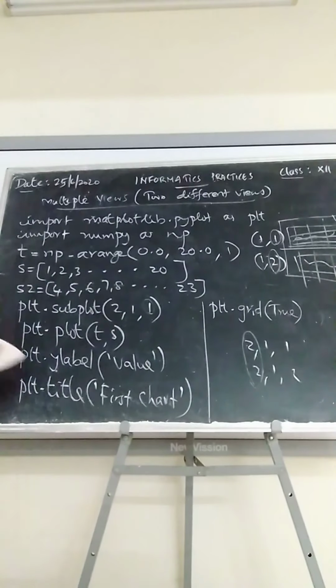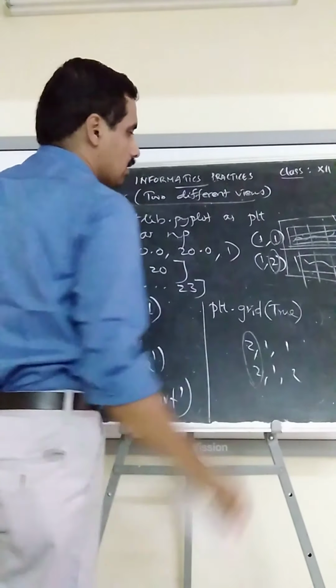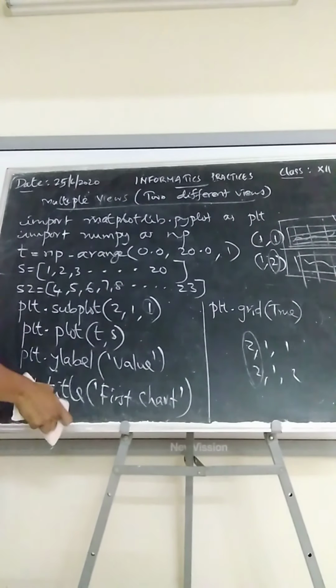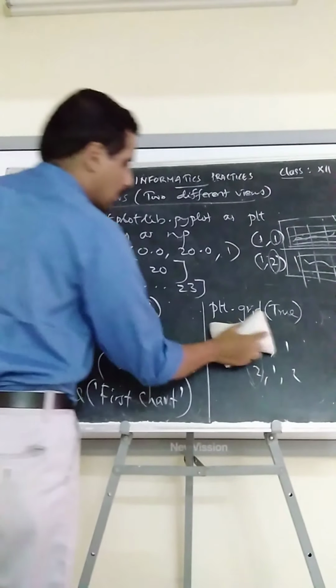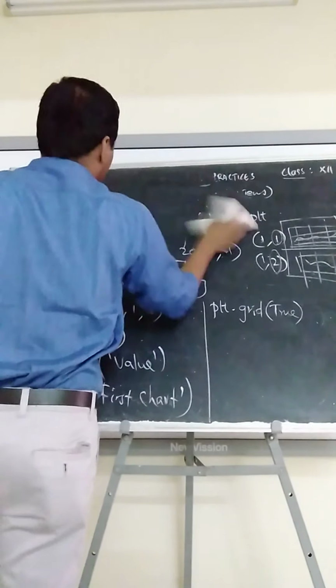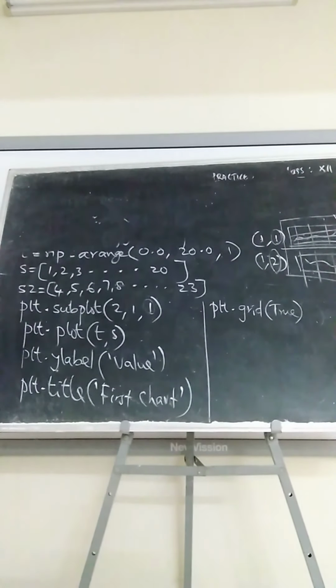plt.grid equal to True. Grid is used for making grids on the plot, so horizontal and vertical lines will appear on that. After this, plt.title for the first chart, next one is plt.grid True, and the next statement is plotting the second one. That I will do on top of this. I will write the rest of the statement, importing and all. We will continue our programming on top of the lines.